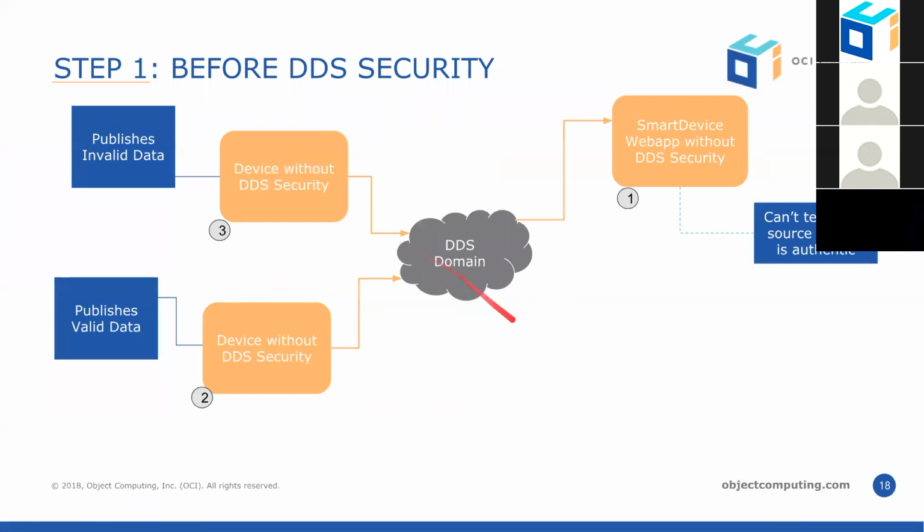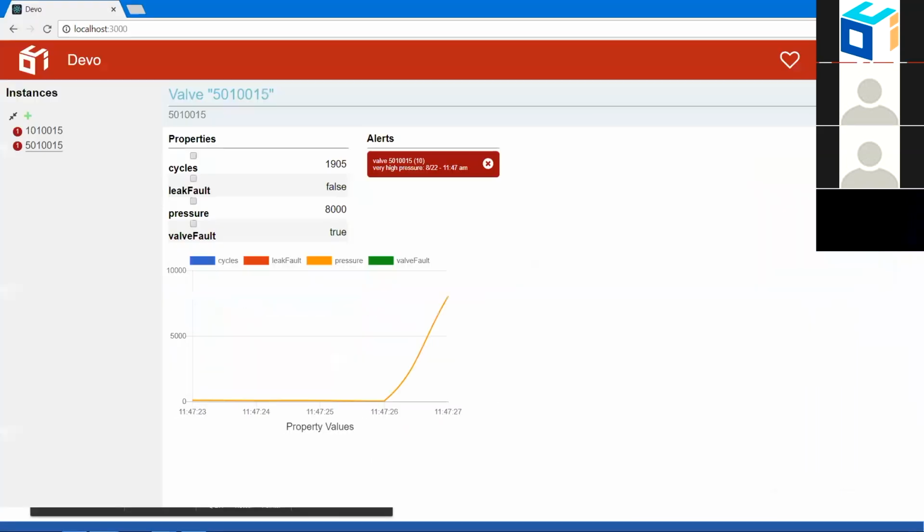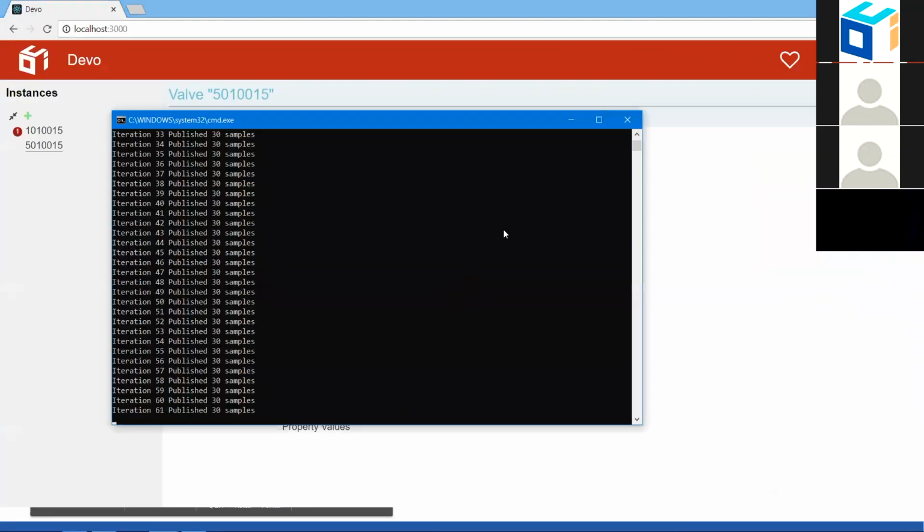So what we see in this demo is that this subscriber can't tell which source of data is authentic. Right? For demo purposes, we've made these invalid readings wildly out of range so we can tell. But an actual malicious application could do whatever it wants. So I'm going to stop those and we'll get set up for the next stage.